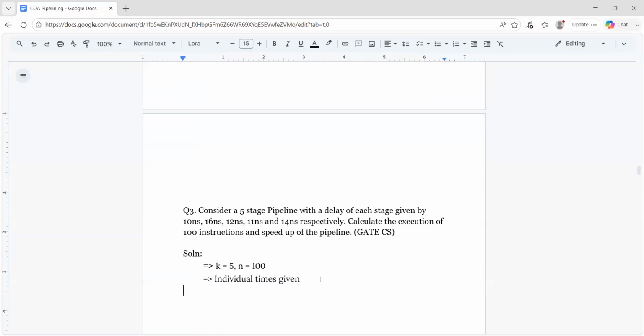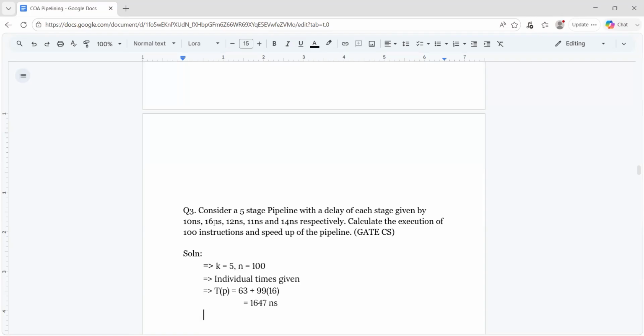In the case of different times, we have different formulas for both pipelining and non-pipelining. First, pipelining would be the sum of all the stages plus n minus 1 into the time of the slowest stage. The sum of all the stages gives 63, plus n minus 1, which is 99, into the slowest stage, which is 16. So the total time is 63 plus 99 into 16, which gives 1647 nanoseconds in the case of pipeline.